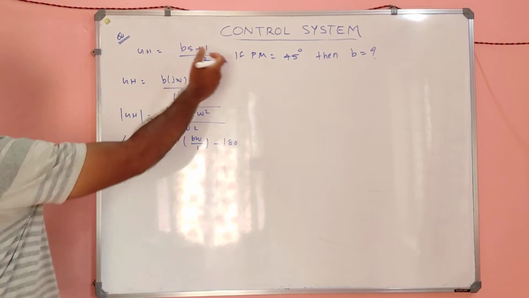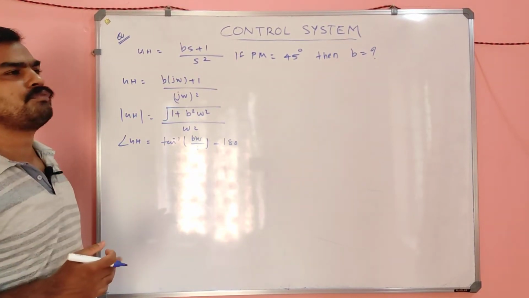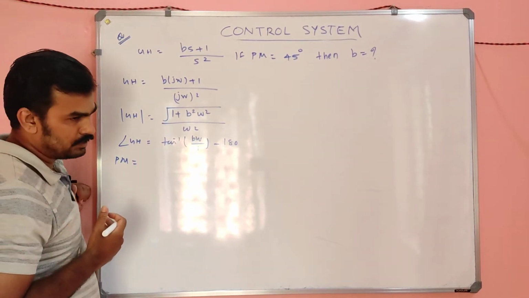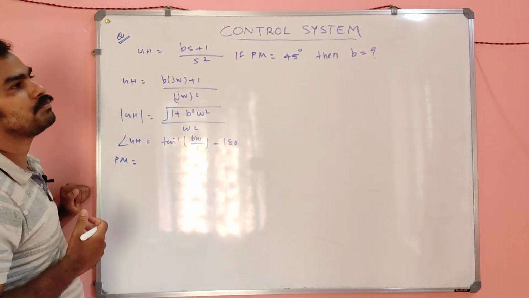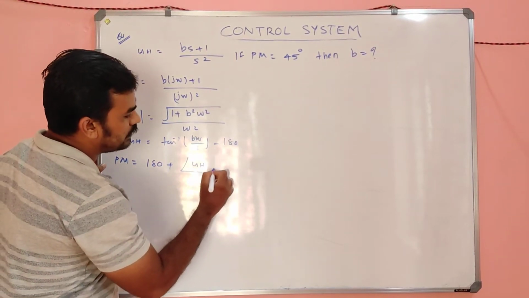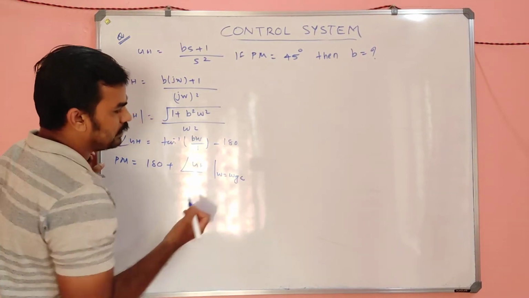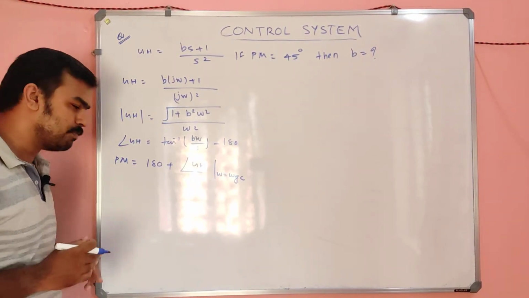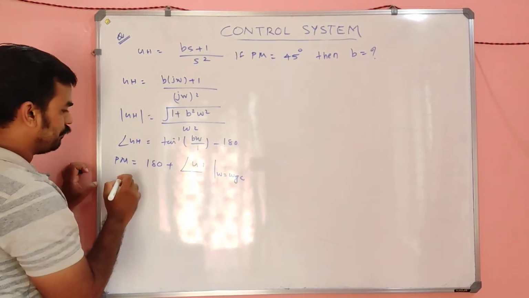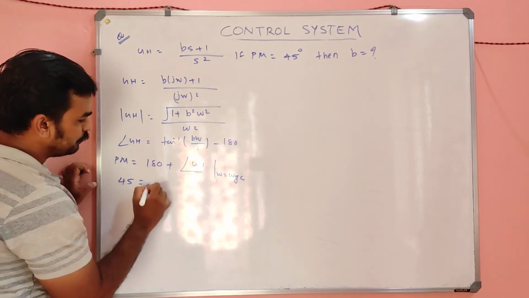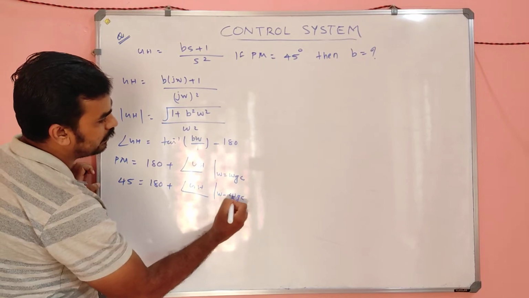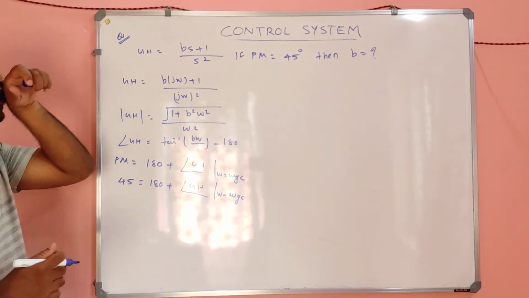Okay, and it is given that the phase margin equal to 45 degree, my dear. So what is the equation for phase margin? Phase margin is nothing but 180 plus angle of GH at omega equal to omega gc. Correct now? So this is the equation for phase margin. Phase margin is given, right? 45. So 45 will be equal to 180 plus angle of GH at omega equal to omega gc.